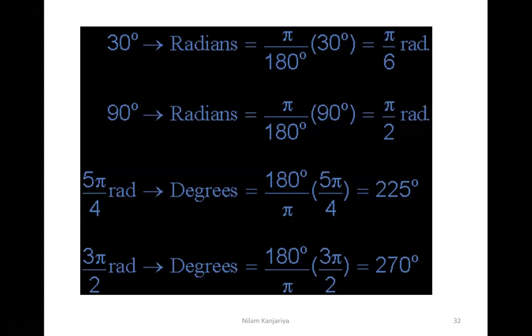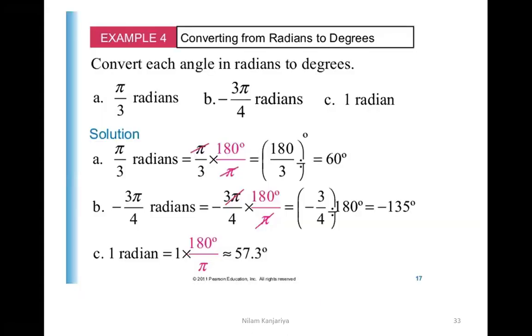30 degree means pi by 6 radian. How could we convert the degree into radian? Just multiply by pi upon 180. If you have a radian, you just multiply your radian with 180 upon pi. You could convert the degree into radian and radian into degree. There are some examples on it. So look here, some more examples on your screen.